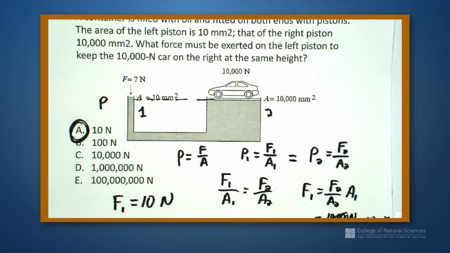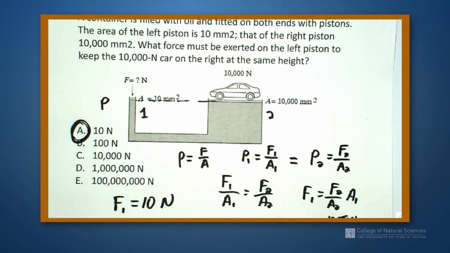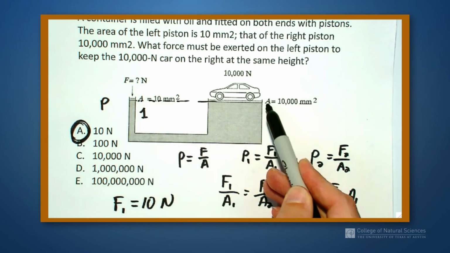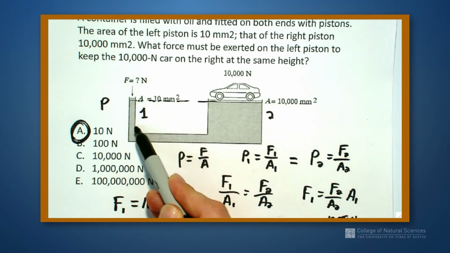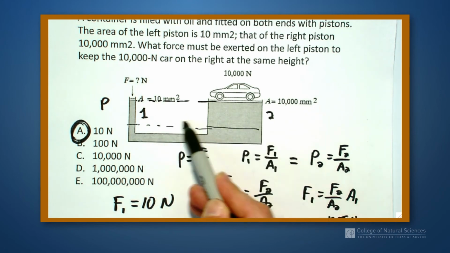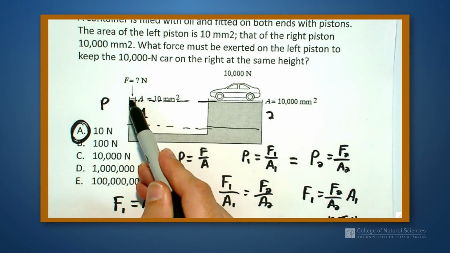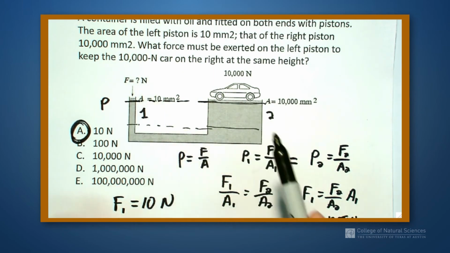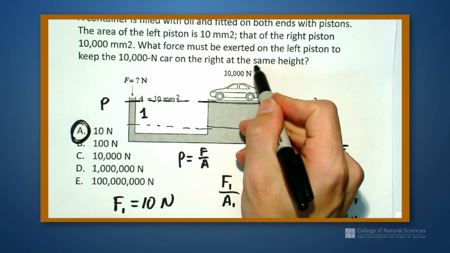So kind of an interesting problem, but this is really how hydraulic lifts work. It really relies on the fact that at a constant height, anywhere along this height, any point, the pressure along that height is going to be the same. So I just look at the pressure where the car is and the pressure where the cylinder is. So that's at the same height.